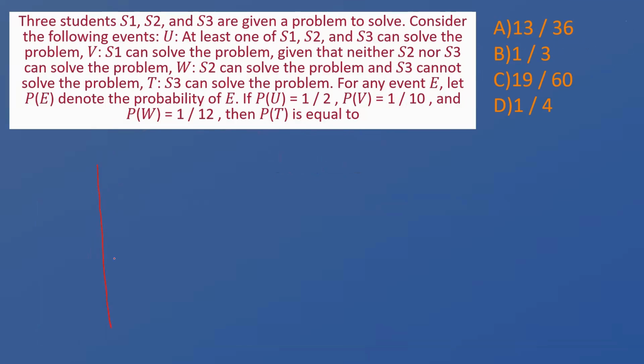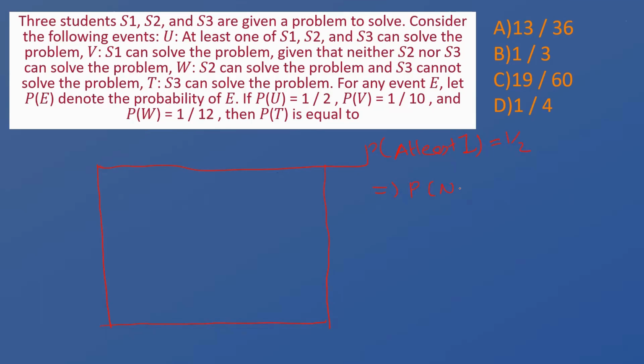Alright, now let's visualize the problem using a Venn diagram. On screen, I've drawn a rectangular box to represent the sample space, that's all possible outcomes. We're told that the probability of at least one student solving the problem is 1 by 2. I've annotated that as P of at least 1 equals 1 by 2.